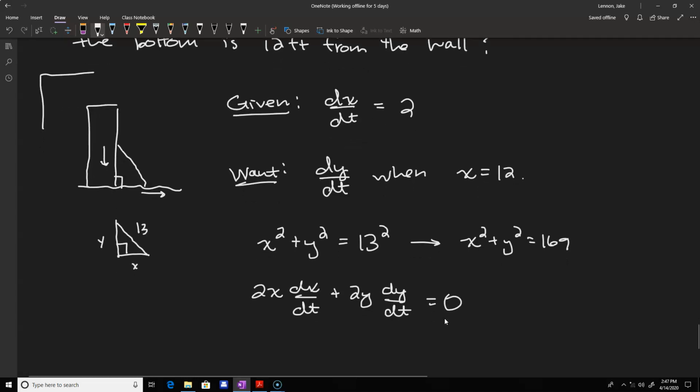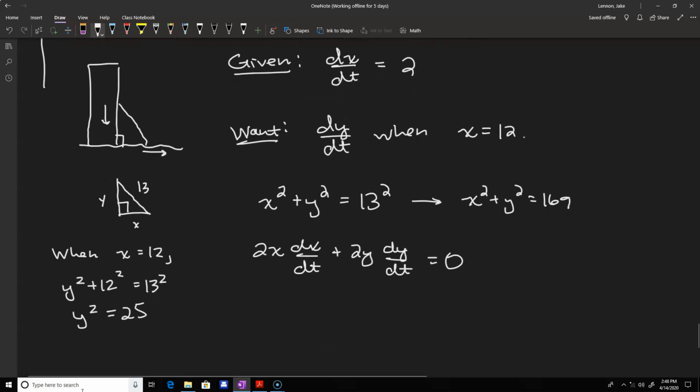We know dx/dt is 2. We want to find it when x equals 12, so we also need to know what the value of y is, but we can do that using the Pythagorean theorem. So when x equals 12, what's the value of y? Well, y squared plus 12 squared equals 13 squared. So 169 minus 144 is 25. So that means y is just equal to 5.